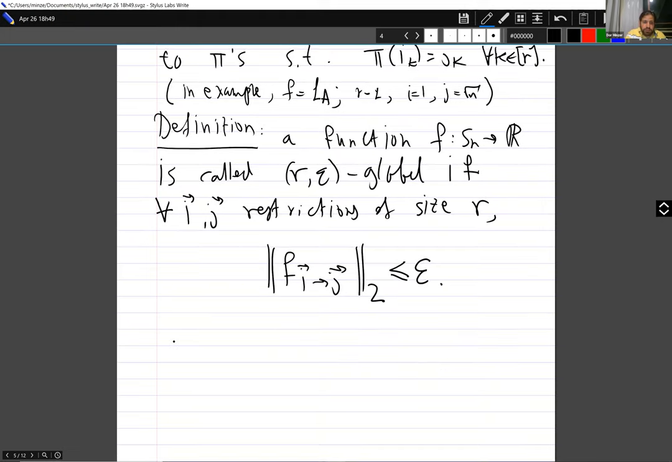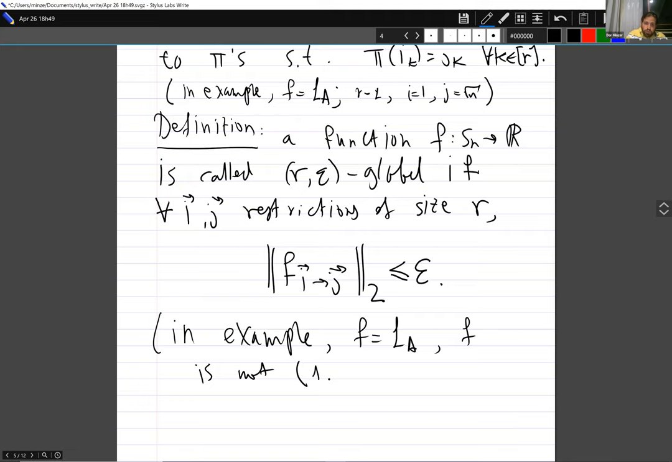And again, in the example, if you look at f, which is the indicator of the family, f is not omega of one global, because again, you have these restrictions that bump your density to be constant.